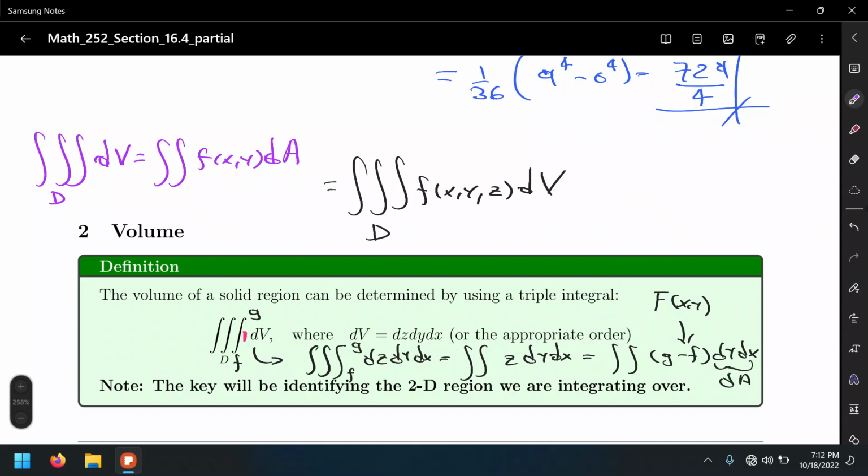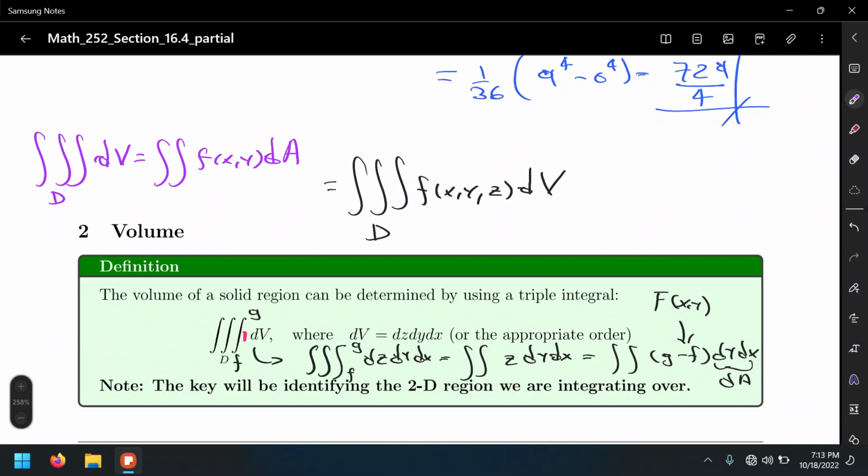So two ways to say the same thing, but depending on the information that we're given, sometimes we're given an f of x, y. That means we're integrating over a 2D region. But if they're giving us a solid region D, we have to evaluate a triple integral with a 1 in the integrand. Now, what about the triple integral containing something other than just 1 in the integrand? If we had this triple integral without the function f of x, y, that'd be just the volume again.